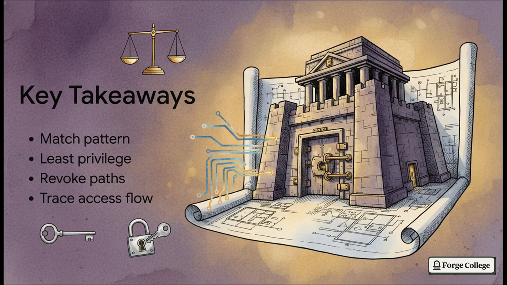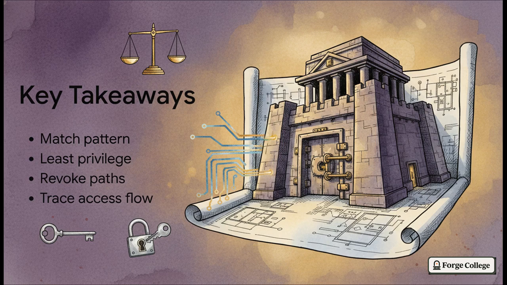Here are your key takeaways from this explainer. Always match the responsibility to the right pattern. Remember to balance speed against consensus. Enforce least privilege to keep your blast radius completely microscopic. Design clear revocation paths. Taking away power shouldn't just be an afterthought. And always trace your access decision flow.